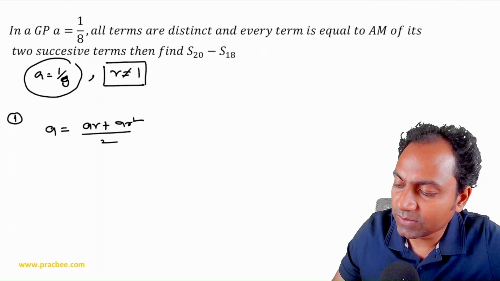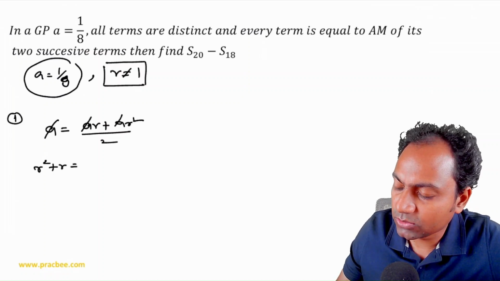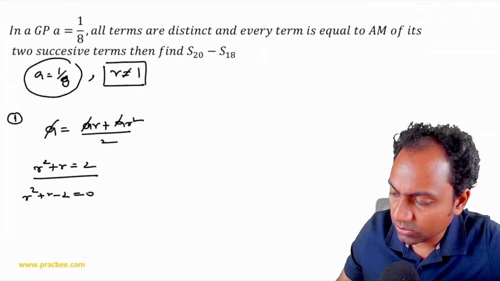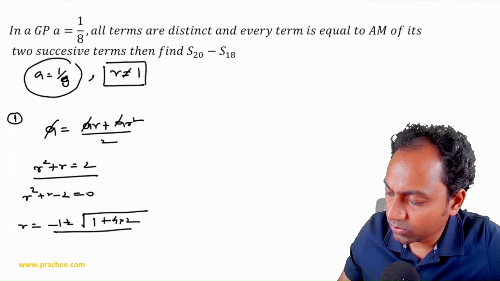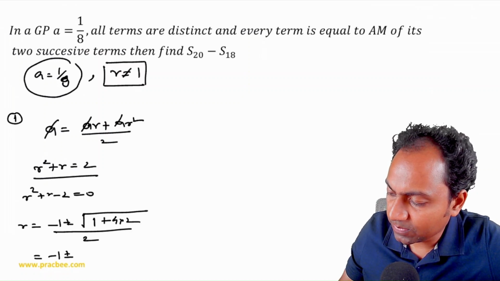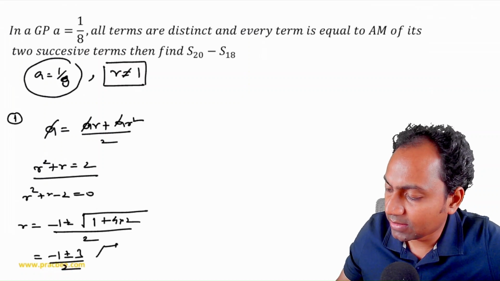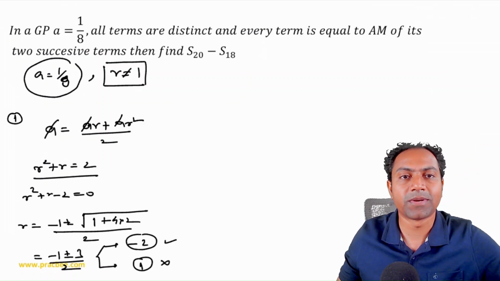If I take this first condition and simplify, you can see that the A is getting cancelled out. So what we are getting is R square plus R is equal to 2. R square plus R minus 2 is equal to 0. And R comes out to be minus 1 plus minus root of B square plus 4 into 2 by 2A. So minus 1 plus minus 3 by 2. So if I take minus sign, it becomes nothing but minus 2. But if I take plus sign, it comes out to be 1. So this we do not want. This is the accepted answer.